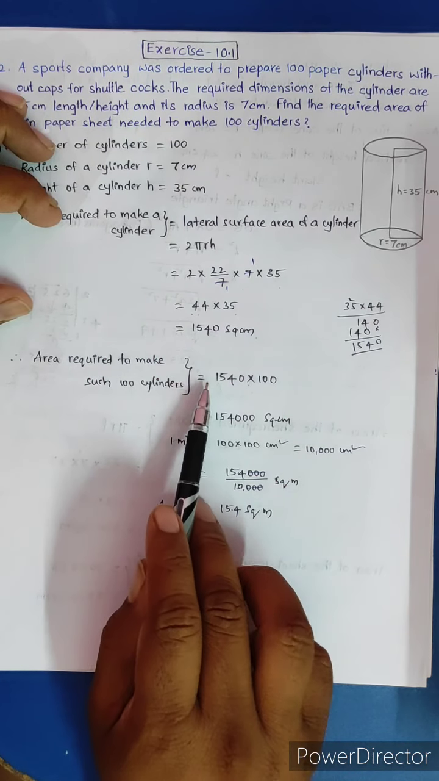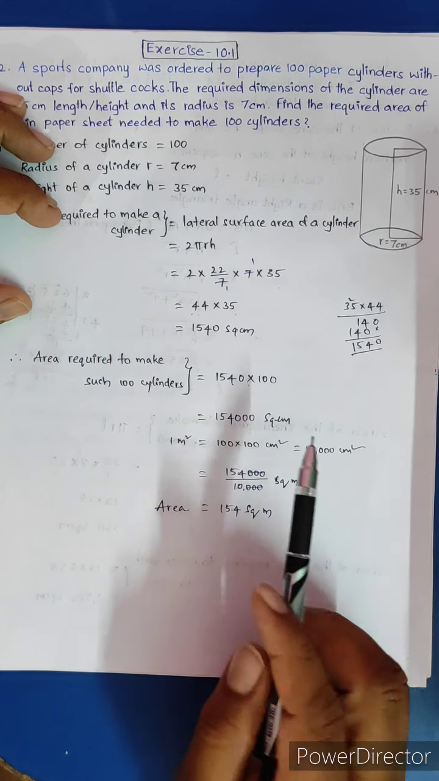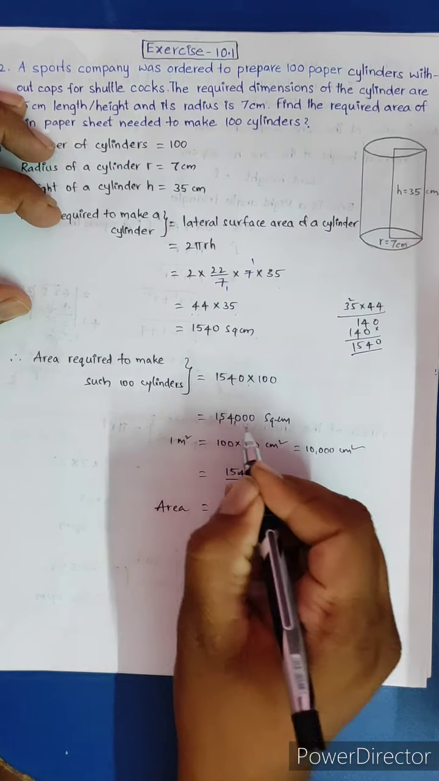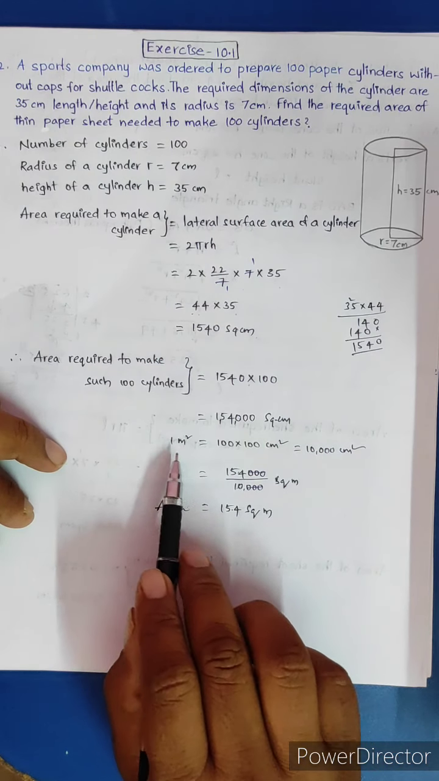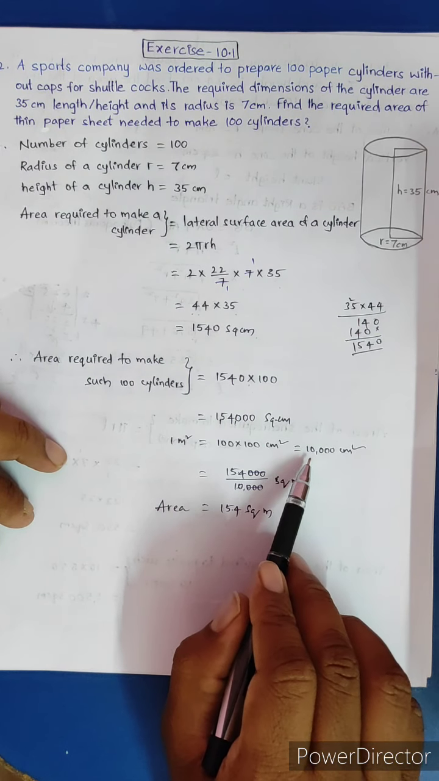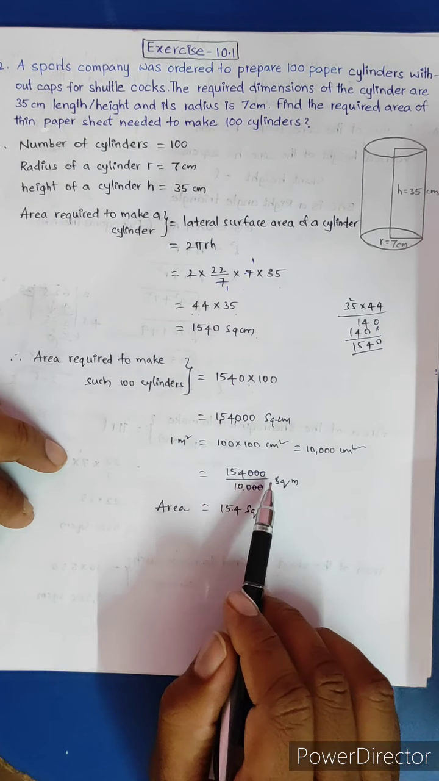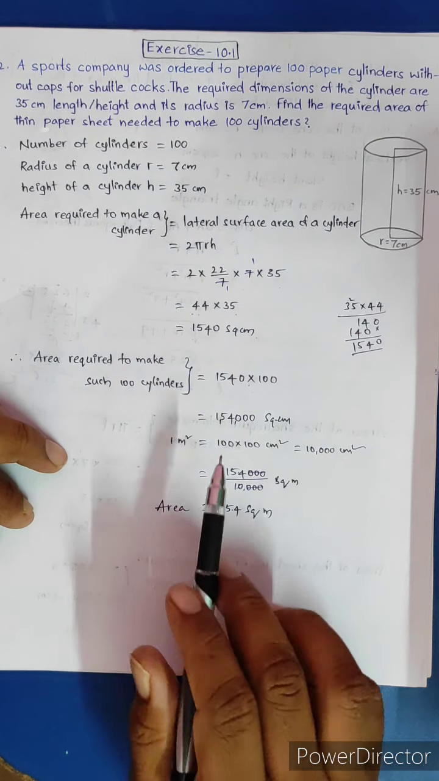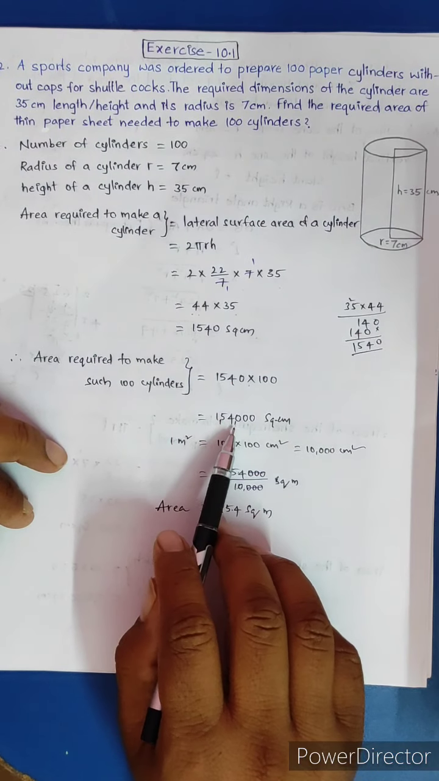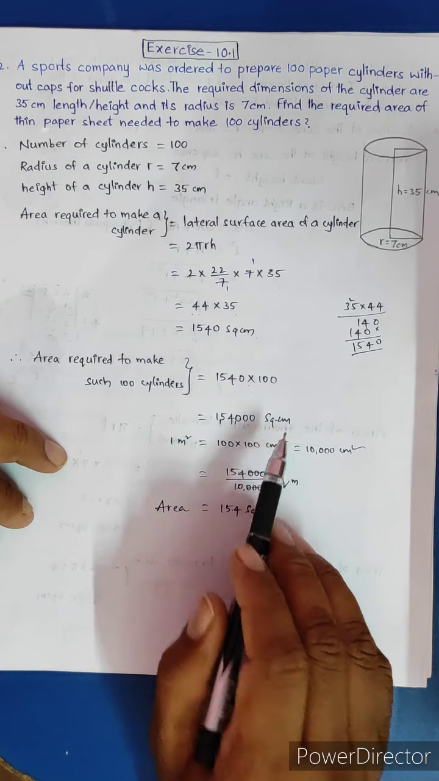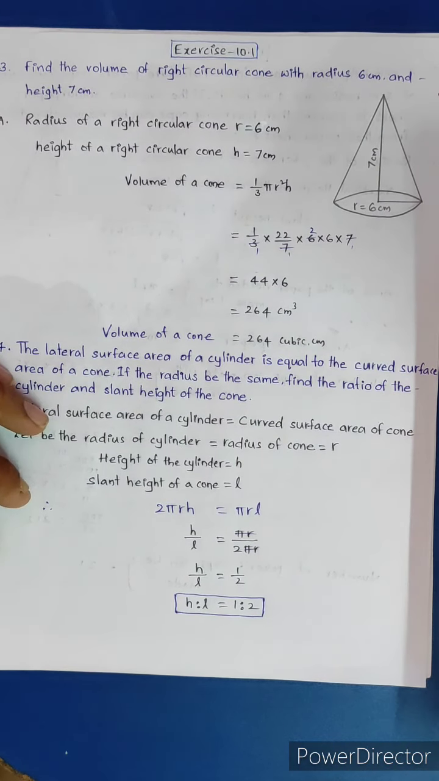paper sheet is 1540 into 100. 1540 with two zeros means 1,54,000 square centimeters. To change square centimeters into square meters, divide by 10,000 square centimeters, since 100 into 100 is 10,000. 1,54,000 by 10,000. The area to make such 100 cylinders is equal to 15.4 square meters or 1,54,000 square centimeters. This is square centimeters. This is square meters. Second one also completed. Now next, the third one.